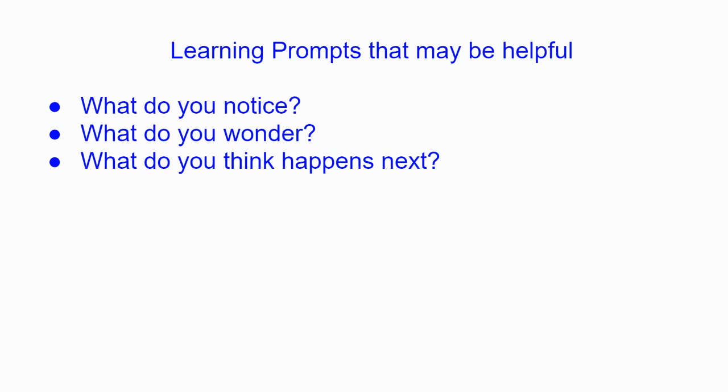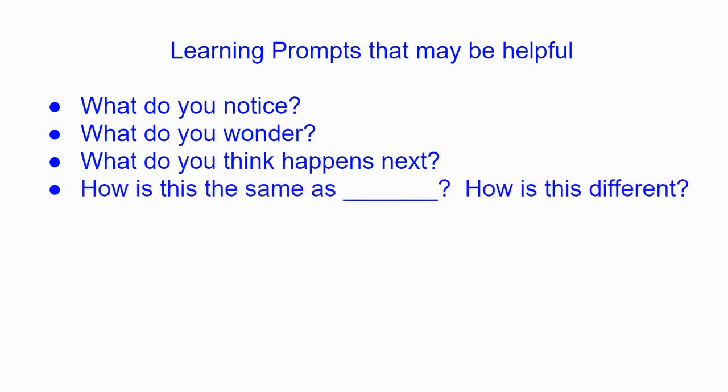Moving on now. How is this the same as, or how is this different from, this idea of using comparisons? This brings about some of what's called grayscale thinking, this idea of categorizing things, thinking about relationships, thinking about how things are connected, how they are similar, how they are different. This is just a great thing for our brain to do. And this prompt can get that kind of thinking going.